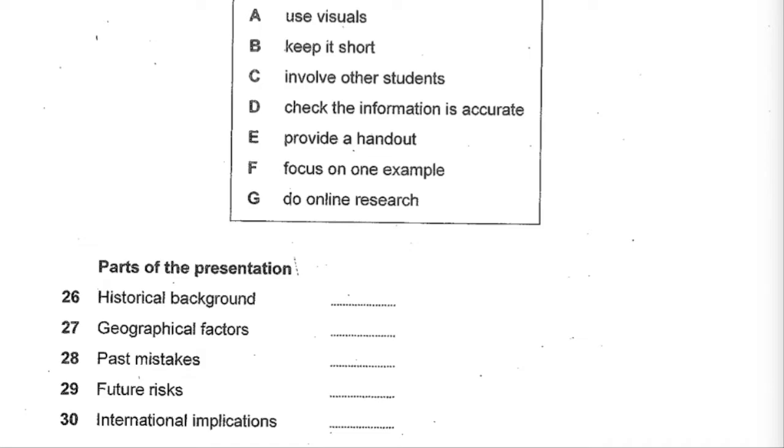Yes. He said that we don't want to keep it too long. So for 26, it should be option number B. He said we don't keep it too long. That means keep it short. So that's how you're supposed to mark it.